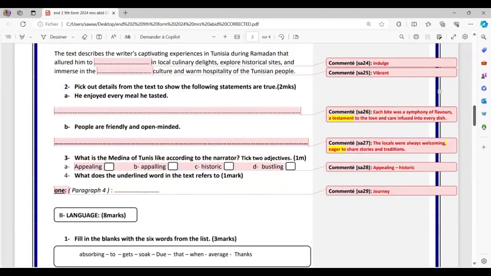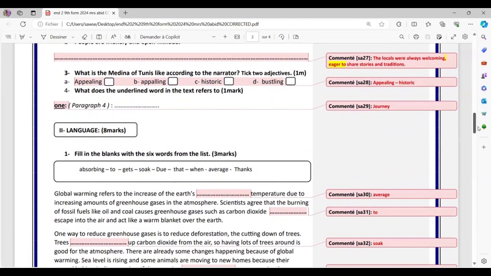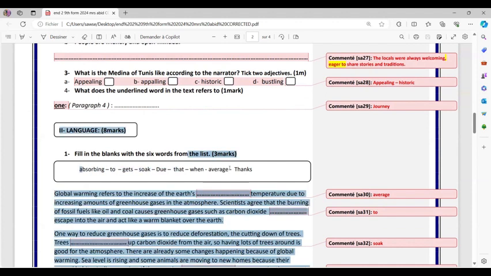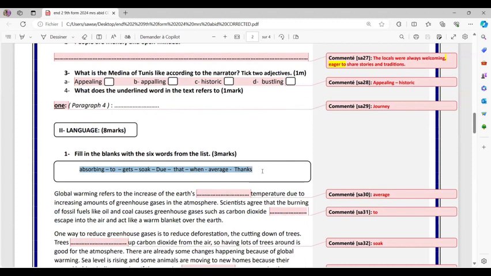Thank you. That was the comprehension questions. Okay, let me go to the language part. Now, the first question is fill in the blanks with 6 words from the list. Please use your strategy to distinguish between the words in the list.